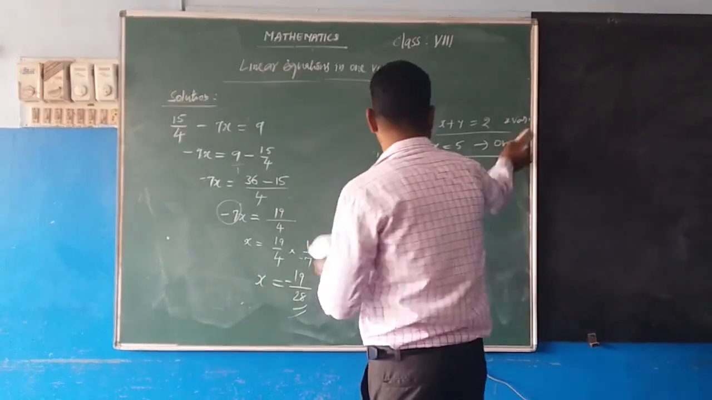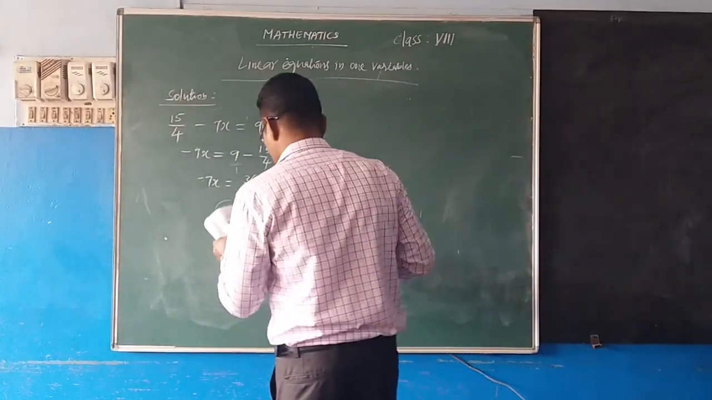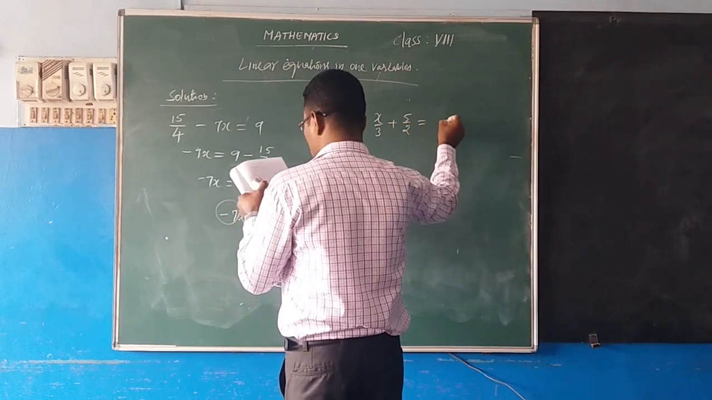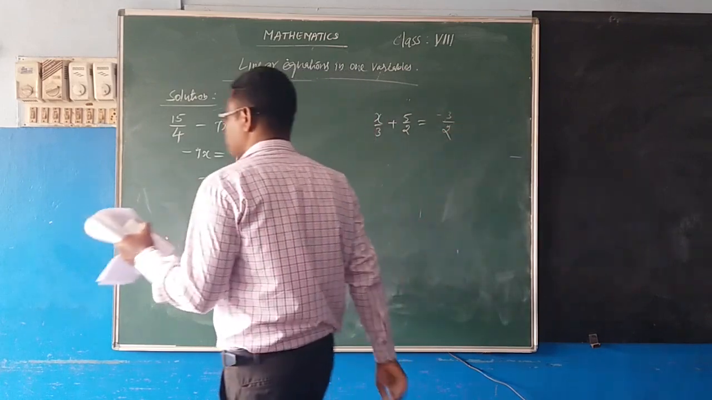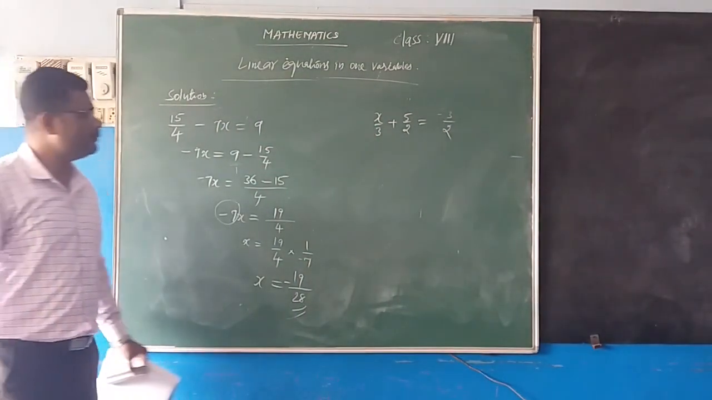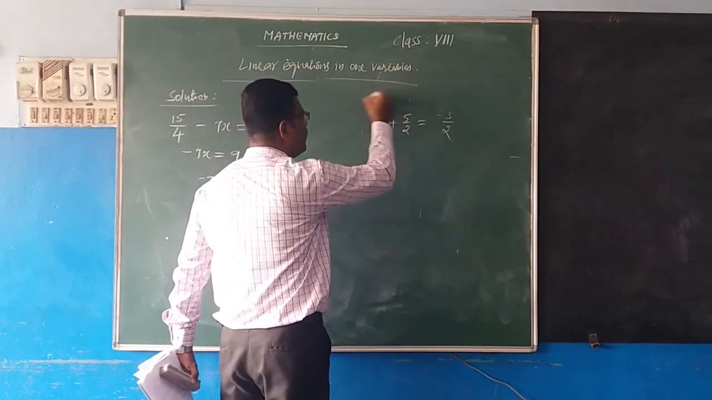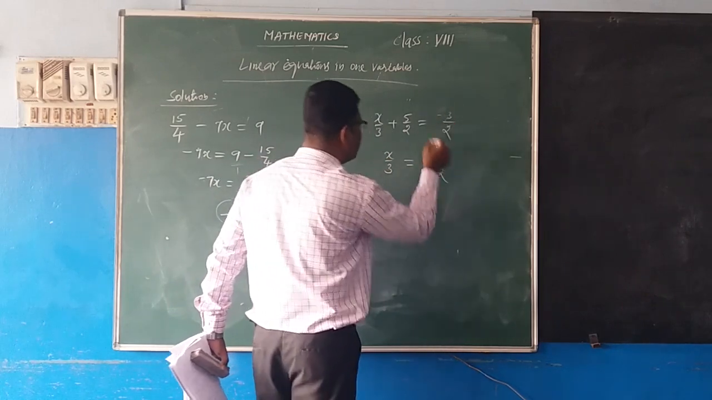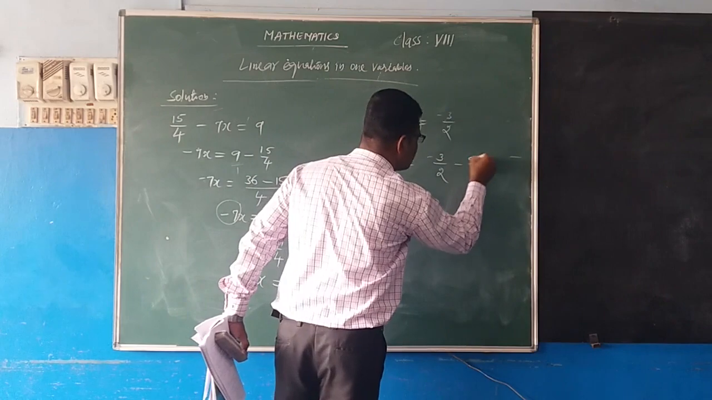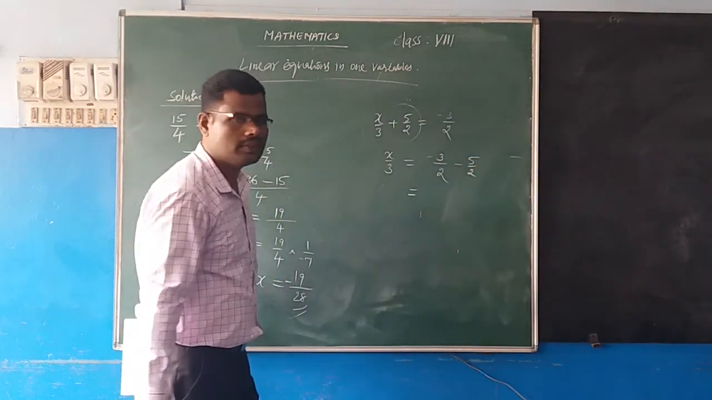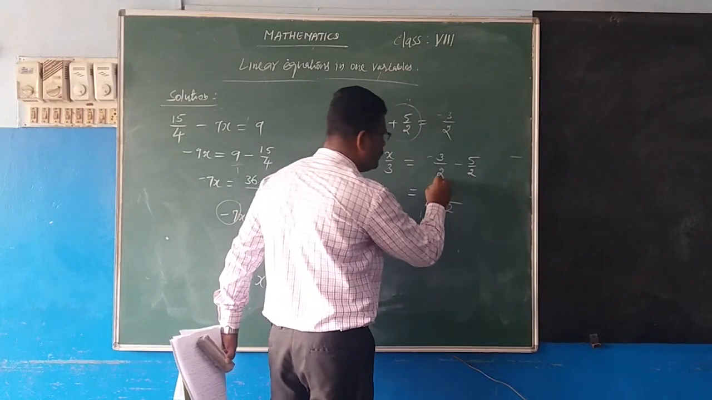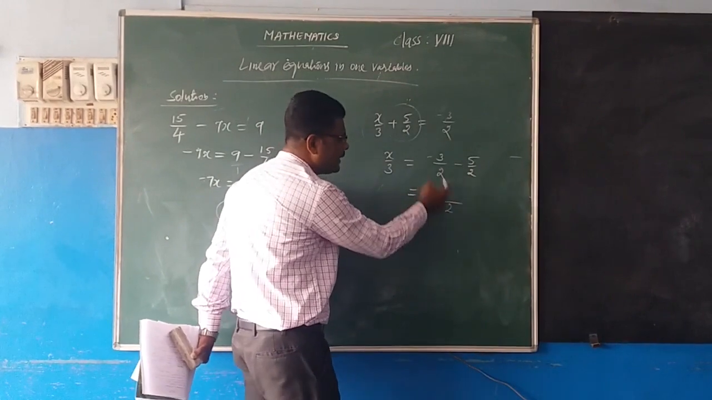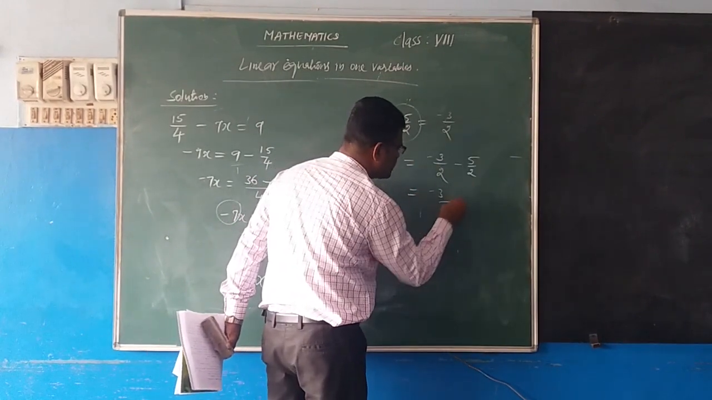The next one, x by 3 plus 5 by 2 is equal to minus 3 by 2. We need to find the value of x, so keep x by 3 as it is, equals as it is, minus 3 by 2 as it is, and this goes that side, transposes minus 5 by 2. Again, LCM is 2. You know how to take the LCM of two numbers. So 2 is the LCM, it gets cancelled, minus 3, it gets cancelled, minus 5.